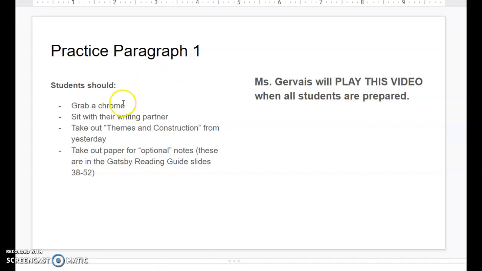So right now you should have already grabbed a Chromebook, you should be sitting with your partner, you should have Themes and Construction out, and if you'd like to take notes, some optional paper. These slides that I'm going to go over are slides 38 through 52 on the Gatsby reading guide. I strongly suggest that you follow along.